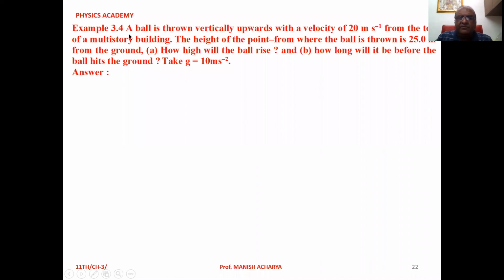Example 3.4. A ball is thrown vertically upwards with a velocity of 20 meters per second from the top of a multi-story building. The height of the point from where the ball is thrown is 25 meters from the ground. A. How high will the ball rise? And B. How long will it be before the ball hits the ground? Take g as 10 meters per second squared.